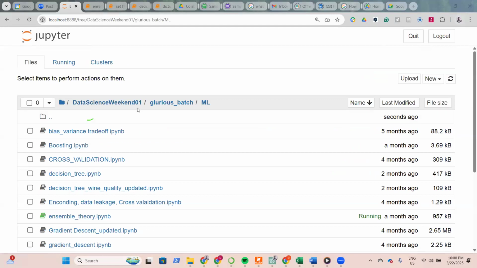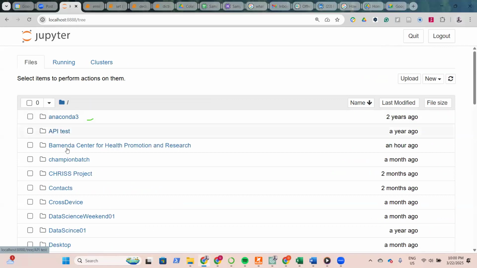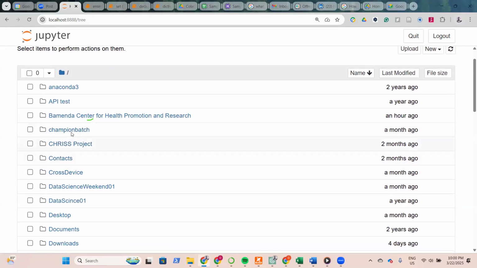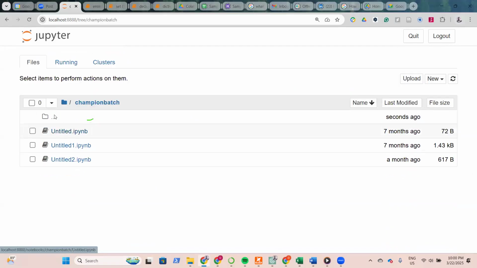This is not the champions badge. Let me come back here. Science weekend champions badge. That was on the practical of decision tree, right? It should be here.